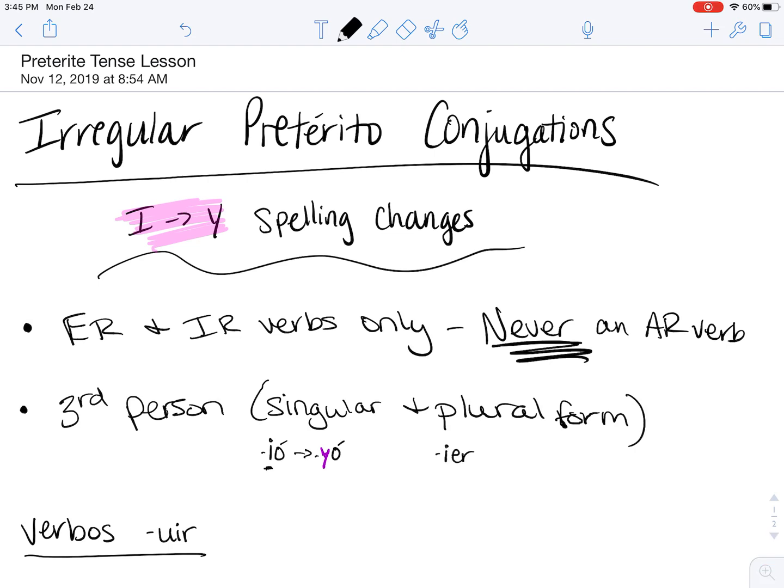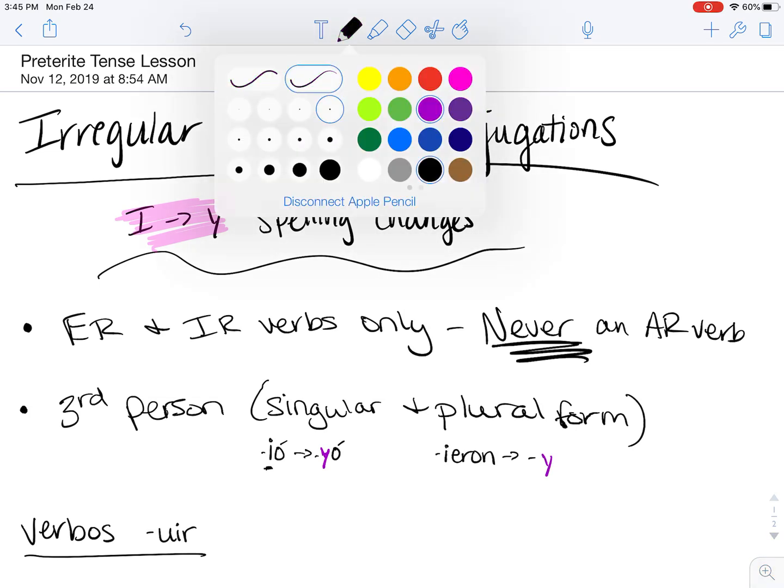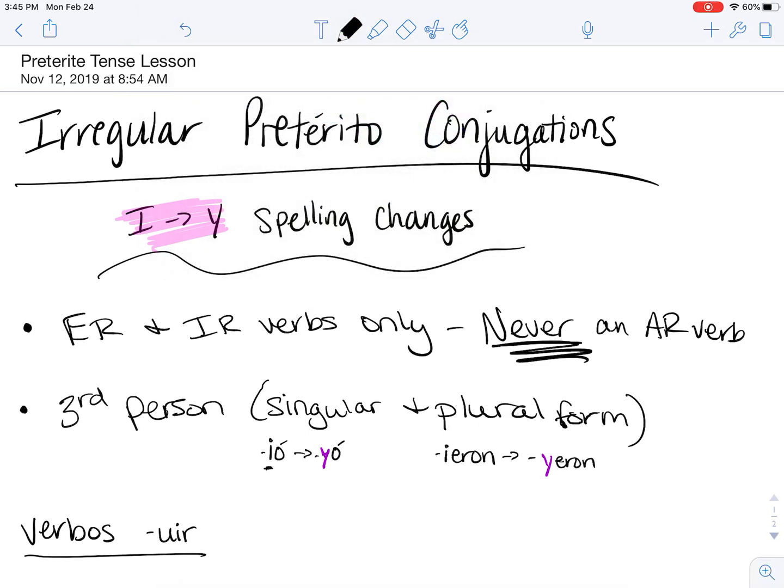All right, and for your plural form, for your ieron, again, the I will change to a Y in your ending. So instead of ió, you're going to have yó, and instead of ieron, your ending is going to be yeron. Yó, yeron.